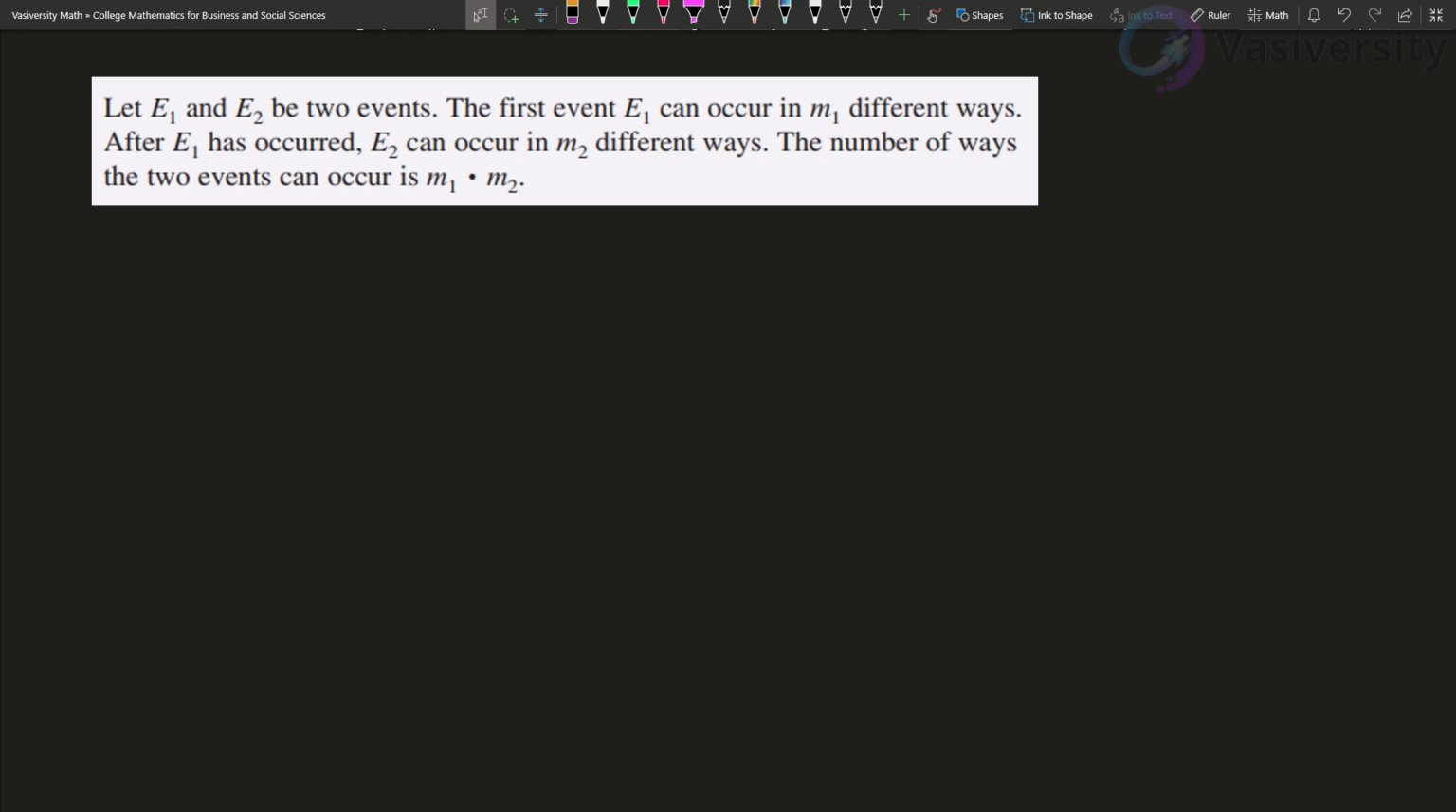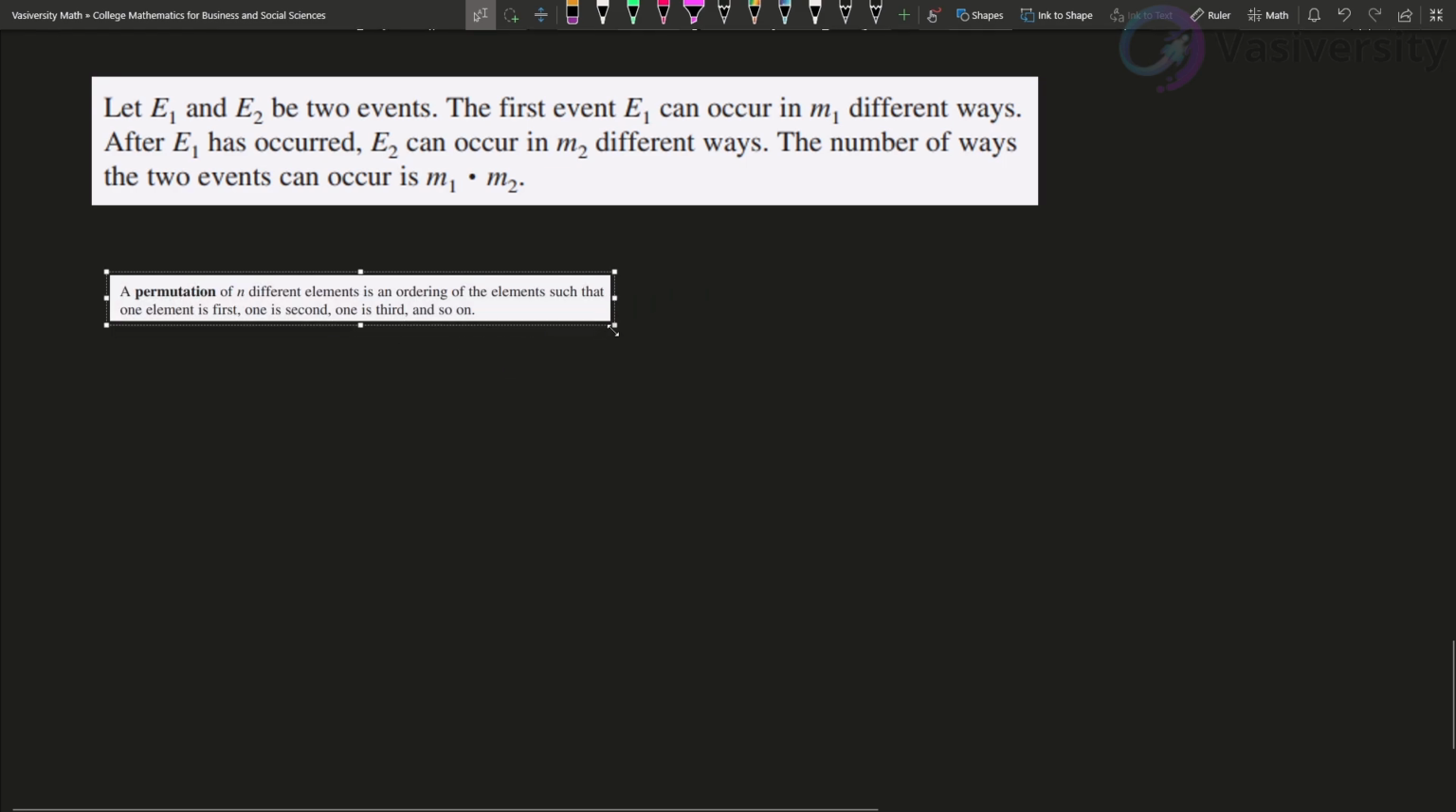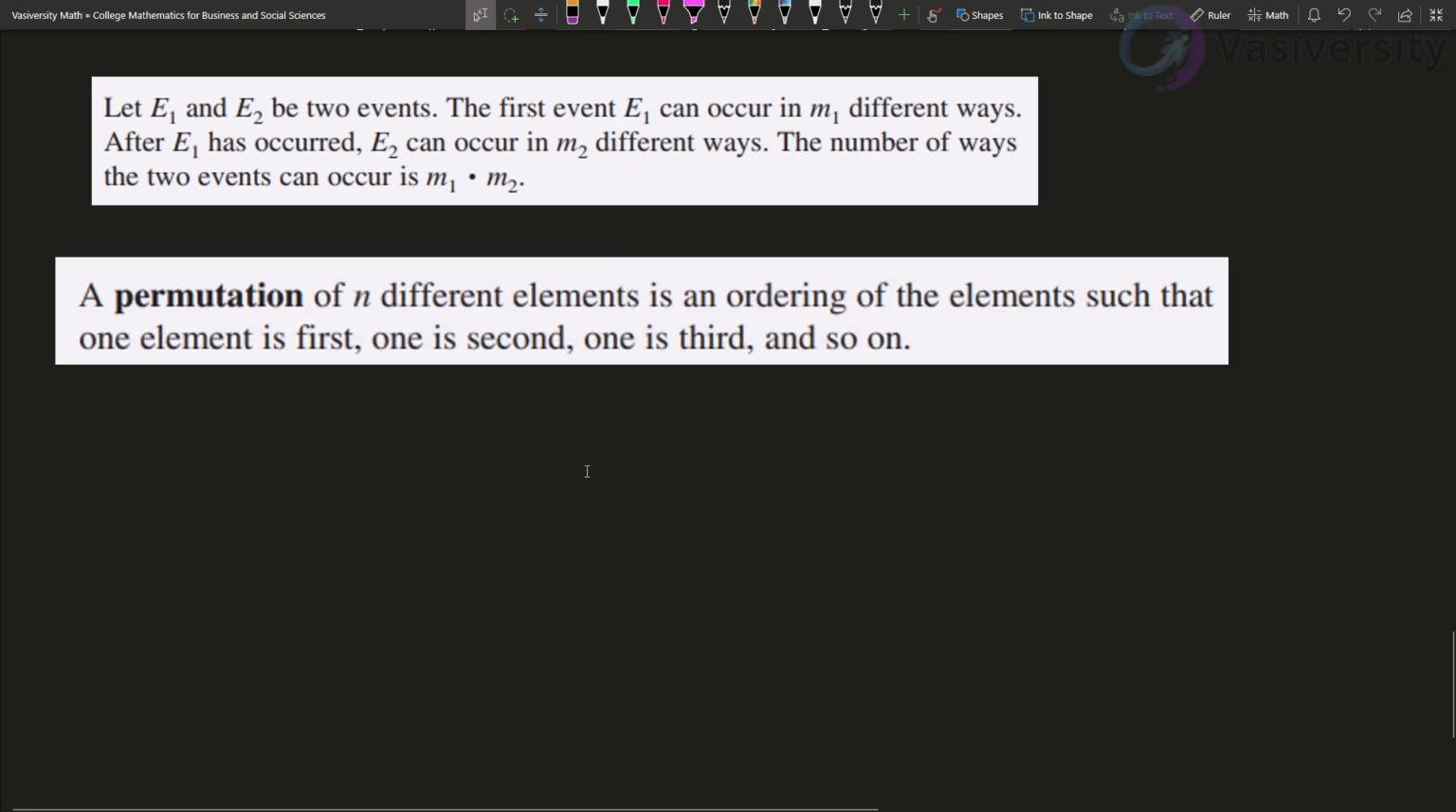So, okay, the first thing we're going to talk about is permutation. A permutation of n different elements is an ordering of elements such that one element is first, one is second, one is third, and so on. So essentially, order matters, right? What order you choose for your elements is very, very important.